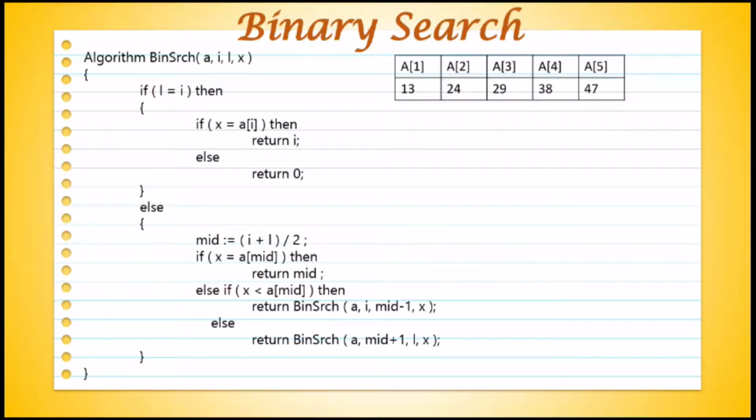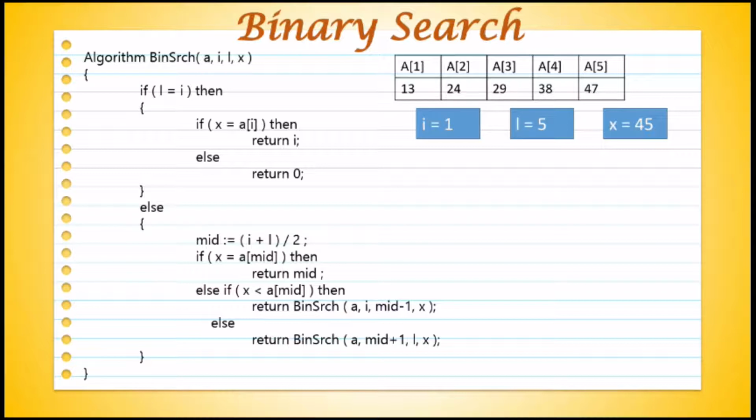Now we will take another example. Here there are 5 elements, that is 13, 24, 29, 38 and 47. So the starting value will be 1 and the last value will be 5. So I will be 1 and L will be 5. And suppose we are trying to find the element 45. First we will check whether L is equal to I. This condition is false because 1 is not equal to 5.